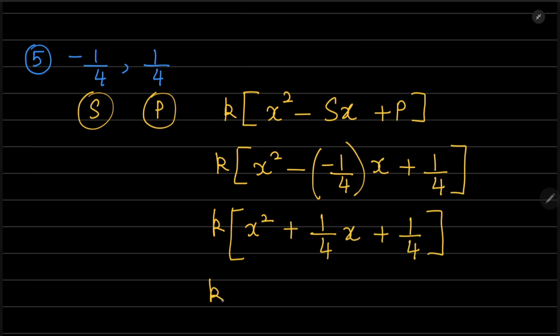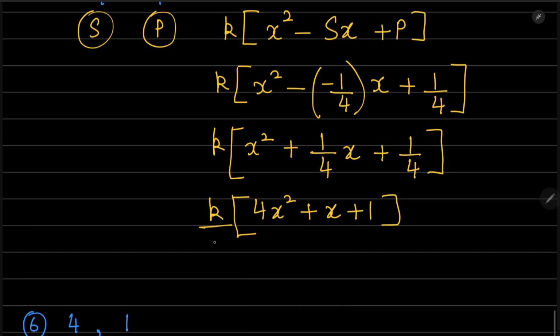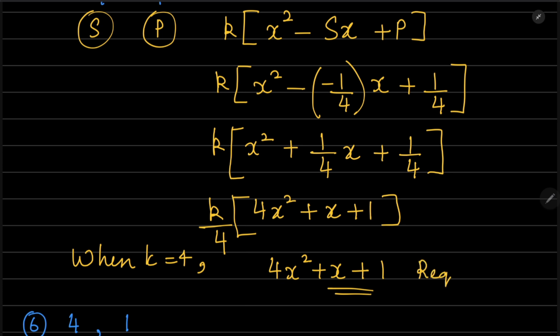So you have k multiplied by 4x square plus x plus 1, whole divided by 4. I'm taking the 4 outside. So now when k is equal to 4, the denominator 4 I took outside, what will you have? 4 and 4 will get cancelled. It will become 1. So 4x square plus x plus 1 is the required polynomial.